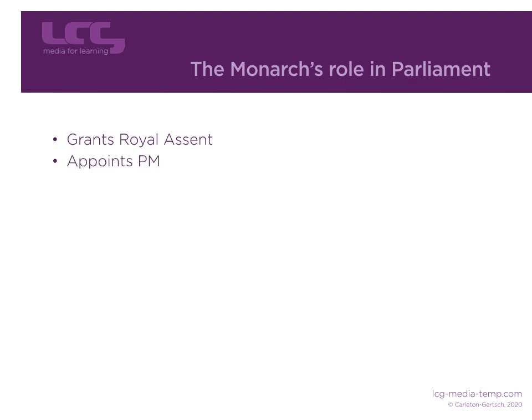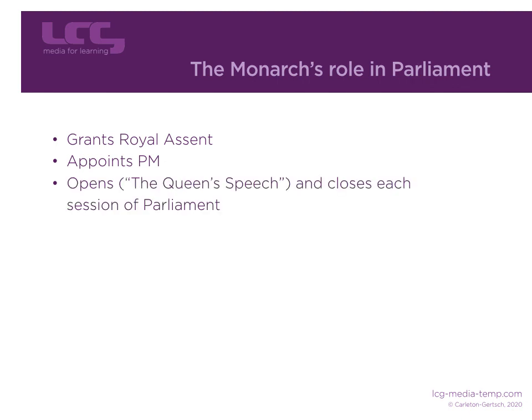The monarch is also responsible for appointing the Prime Minister of her government. After a general election, the leader of the party that has the majority is appointed Prime Minister. The Queen is also responsible for opening and closing each session of Parliament. Now, they only open Parliament in person.